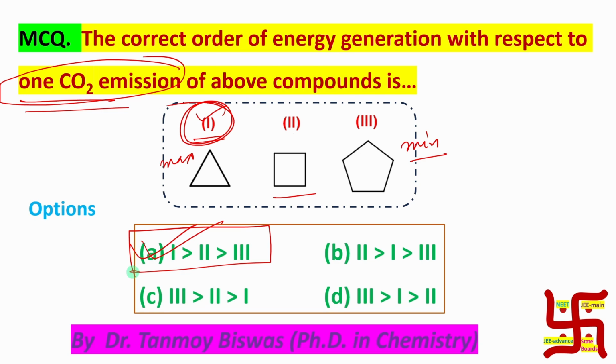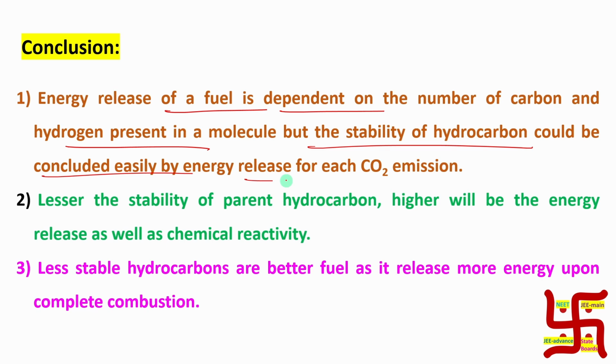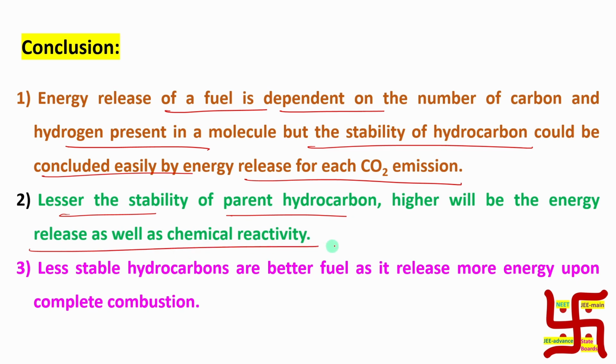So this is the overall discussion, and in conclusion, what you have learned today is that the energy release of a fuel is dependent on the number of carbon and hydrogen present in the molecule, but the stability of a hydrocarbon can be concluded easily from the energy release with respect to each CO2 emission. Very important. In this way, you can also check the fuel efficiency per CO2 emission. Since global warming and climate change are hot topics nowadays, it's better to think from this perspective. The lesser the stability of the parent hydrocarbon, the higher the energy release during combustion or any chemical reaction. And less stable hydrocarbons are better fuels, as they release more energy upon complete combustion.